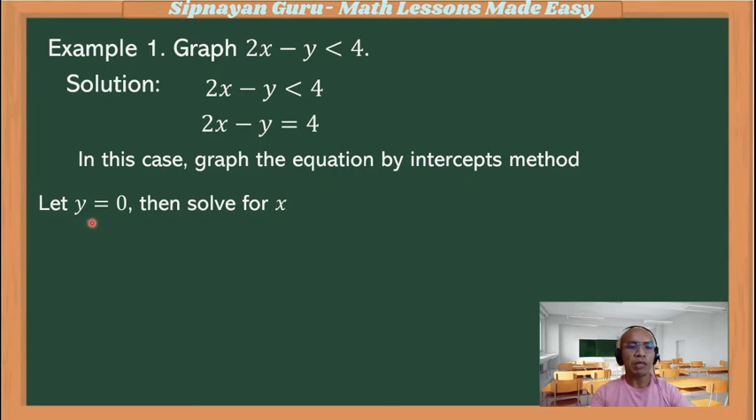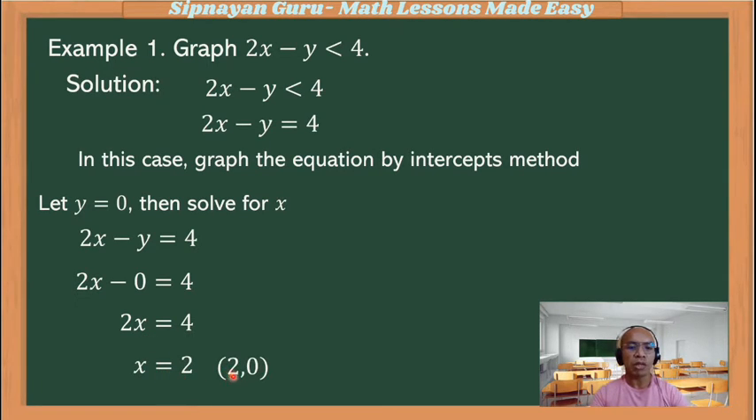In graphing a linear equation by the intercepts method, we have to know the x-intercept and the y-intercept. The x-intercept is the value of x when y is equal to 0. Similarly, the y-intercept is the value of y when x is equal to 0. So, letting y equal 0, we solve for the x-intercept. This would be 2x minus 0 is equal to 4. Then, divide both sides by 2 to solve for x. So, our x is equal to 2. And this gives us the coordinate (2, 0), which is our x-intercept.